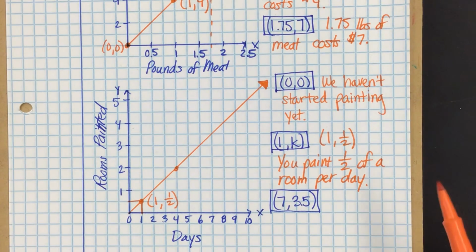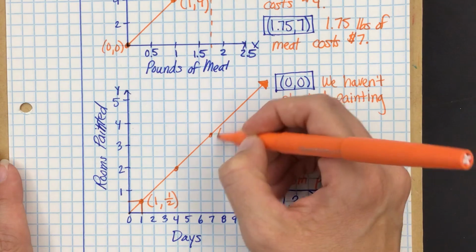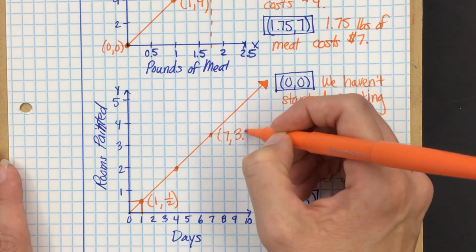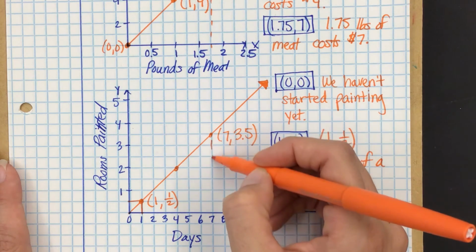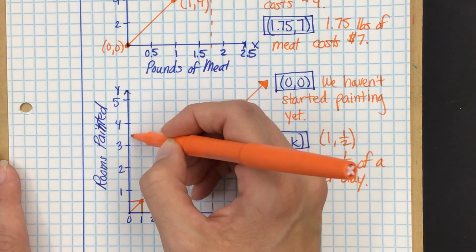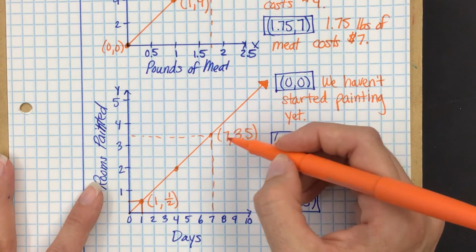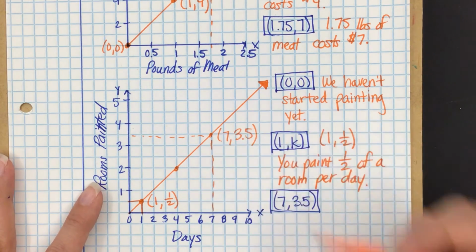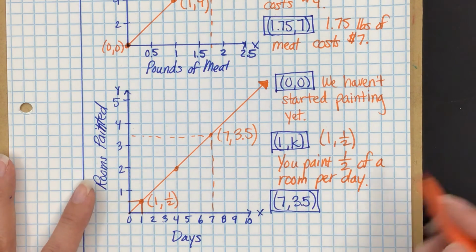All right, now let's interpret that last point. It's 7 and 3.5. It is right here. And like I said before, if you need to, just follow this down. This is days. This is rooms painted. Okay, so in 7 days, we're able to paint 3.5 rooms. Okay.